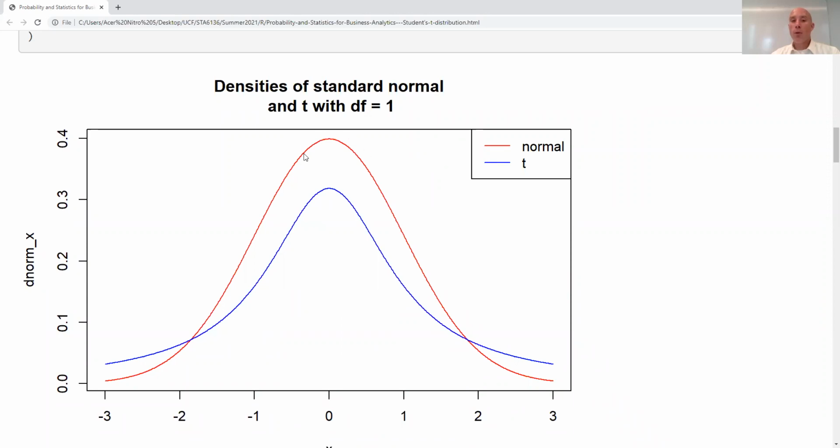You'll notice that there's a lot more in the middle: the red is higher, and to the side, the red is lower. So more of the mass of the normal distribution is towards the center, while for the t, more of the mass of the density is farther out, away from 0. If I'm working with a t-distribution with 1 degree of freedom, I'm going to see a lot more extreme observations farther out from 0 than I will with the standard normal. So the t-distribution has heavier tails than the standard normal.